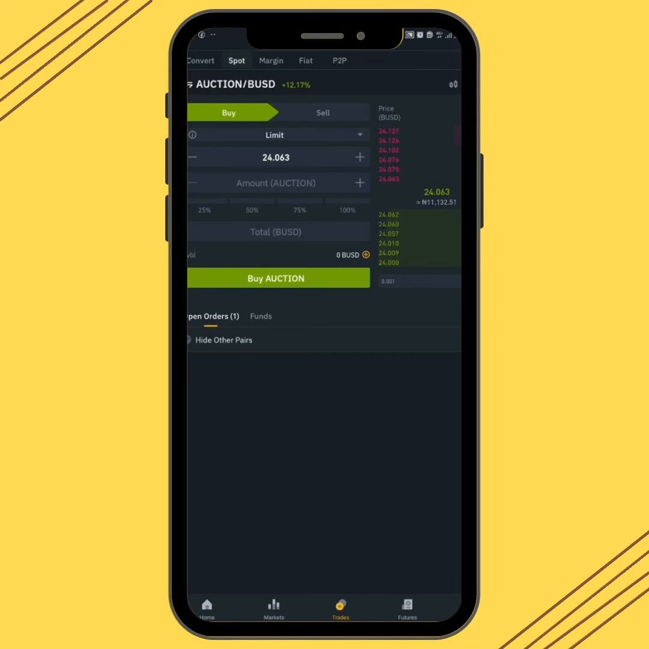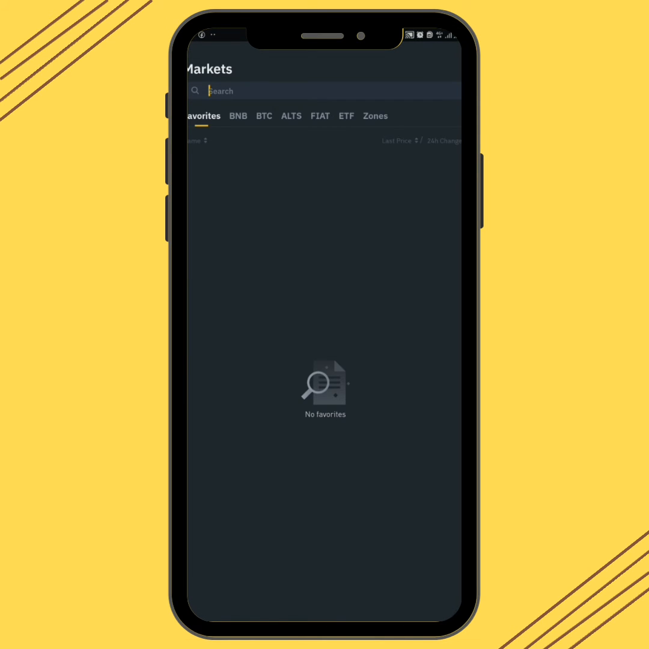Then this spot is actually where you buy coins, and you also buy them in pairs. So we are using USDT or BUSD. Those are the two stable coins on Binance, the two most common stable coins. So you're using either USDT or BUSD to buy a coin. So you can actually see a list of coins here. You see them.